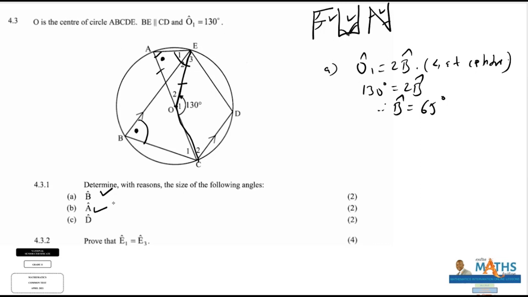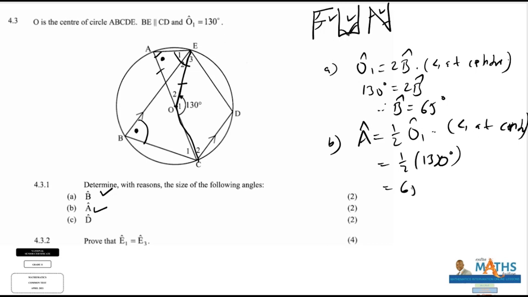Let us look for angle A. There is angle A again. Angle A, we still have an angle at the center, which is twice the angle at the circumference. It means angle A is also 65. Angle A is equal to half angle O1, angle at center, which is half of 130, which is 65 degrees again. Right.